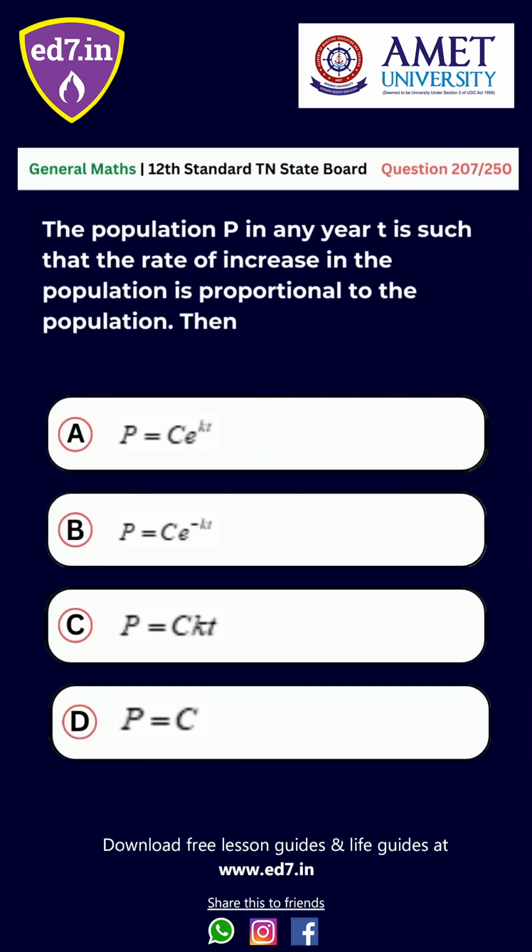Question number 207. The population P in any year t is such that the rate of increase in the population is proportional to the population. Then, option A, P equal to C e power kt. Option B, P equal to C e power minus kt. Option C, P equal to C kt. Option D, P equal to C. The correct option is option A, P equal to C e power kt.